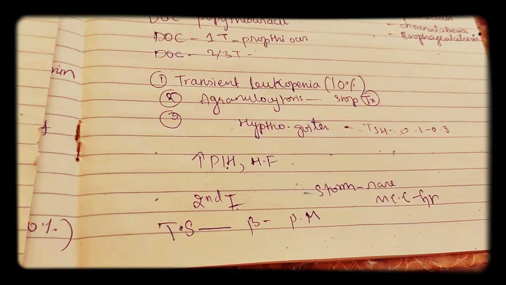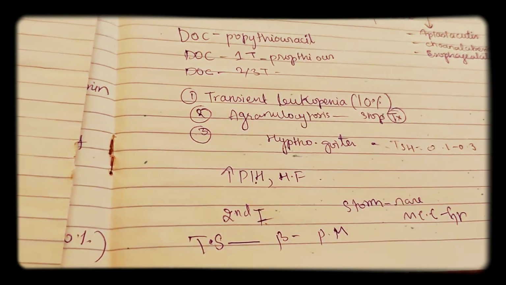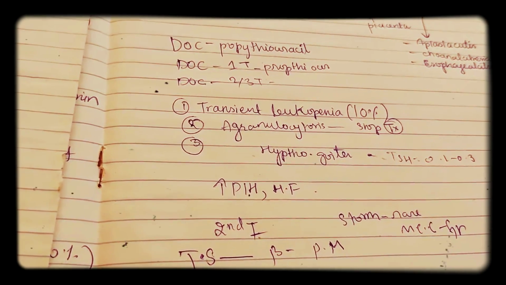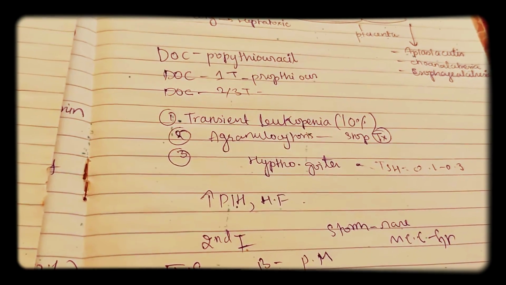Now coming to another drug, that is thioamide. You can also give thioamide and corticosteroids. What corticosteroids do is they inhibit the conversion of T4 into T3. That is the main thing which corticosteroids do. So this is about thyroid storm.